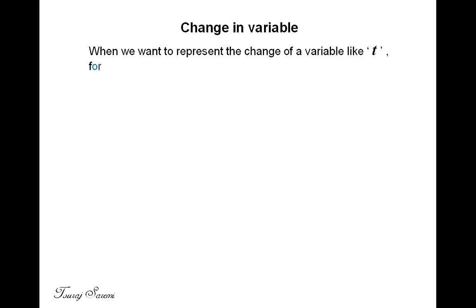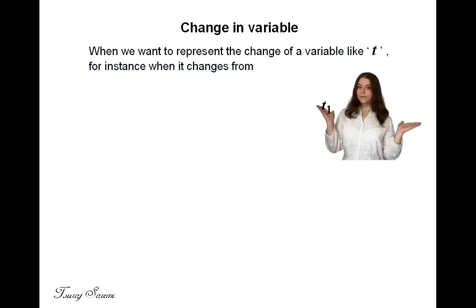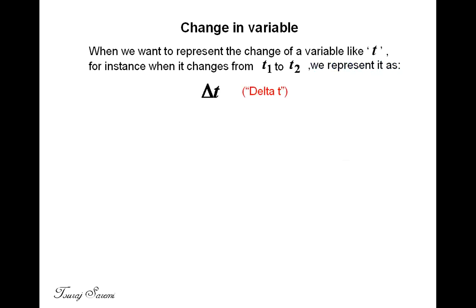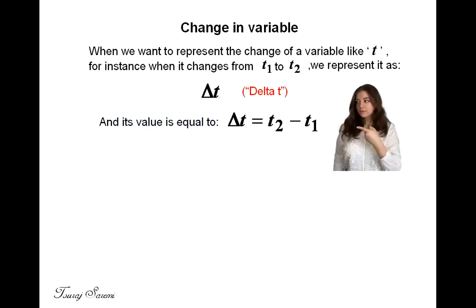Change in variable. When we want to represent the change of a variable like t, for instance when it changes from t1 to t2, we represent it as delta t, and its value is equal to t2 minus t1.